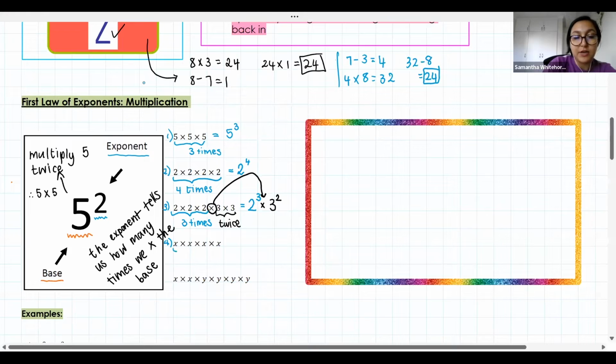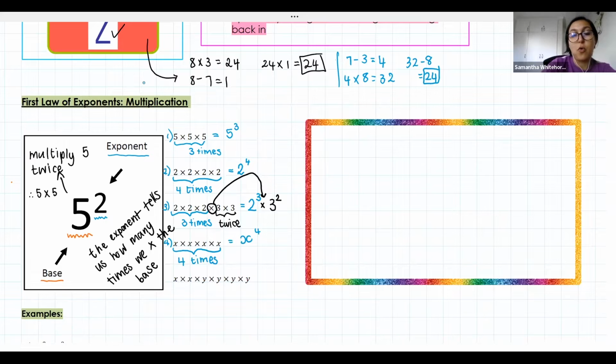Here I can see I've got x times x times x times x. So I am multiplying x 4 times, which means that I could write this as x to the power 4 to tell me that I am multiplying x 4 times.